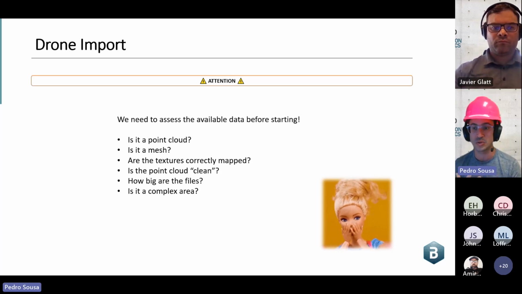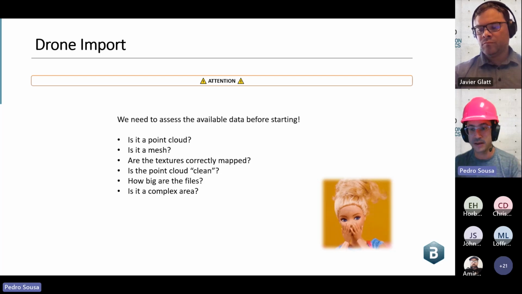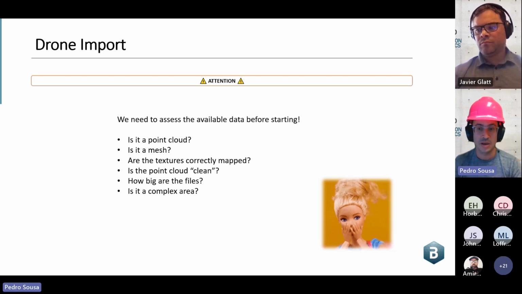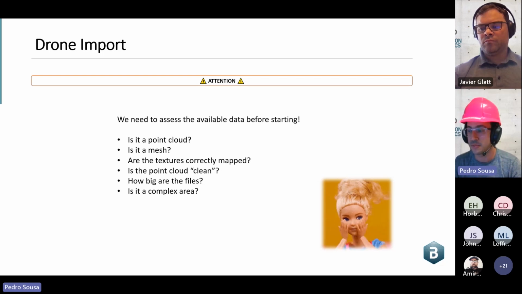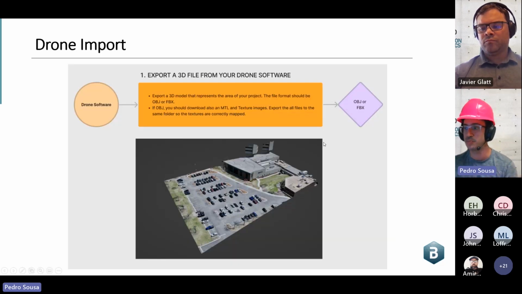Usually you're also working with very big files. Point clouds can go from 1 gig to 15 gigs. So it's always a process when working with them. And if it's a complex area, you're probably going to spend a little bit more time tuning up that file, right? So that is the process that we need to do.